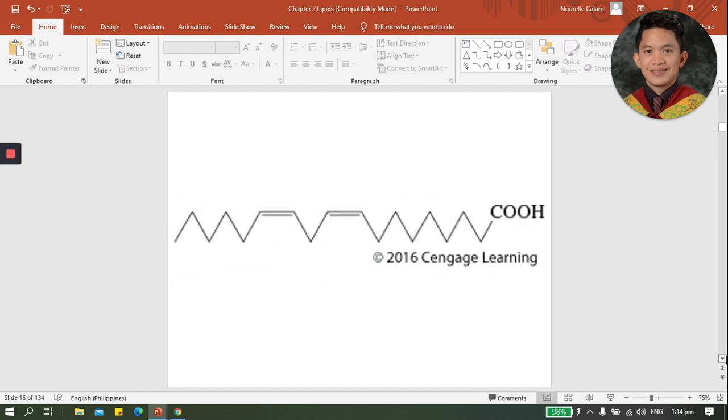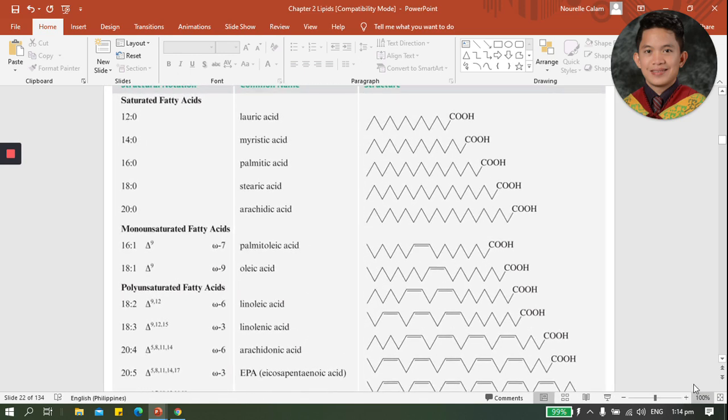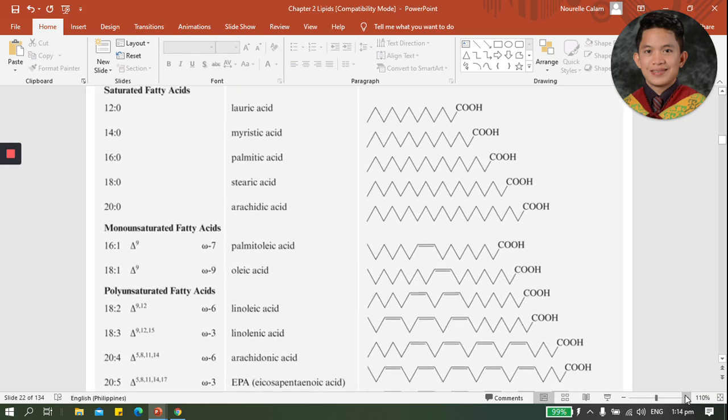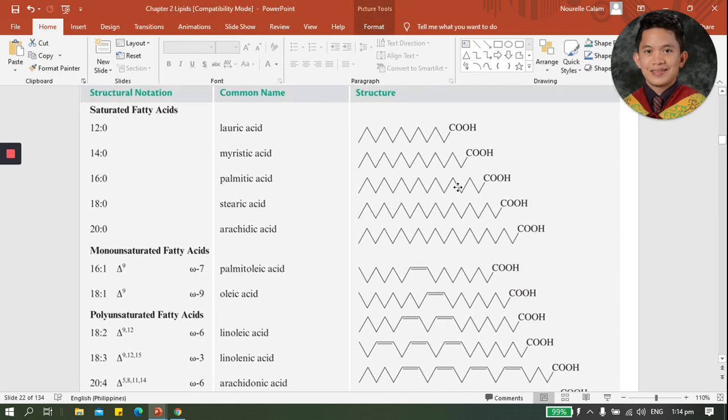Where is that? Okay, so as you can see from here, this shows the names and structures of some biochemically important fatty acids. So zooming in. Okay, so I hope you can see the illustrations clearly.